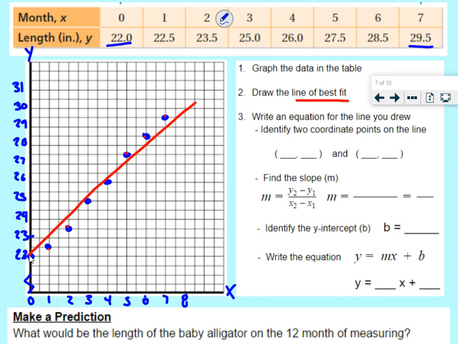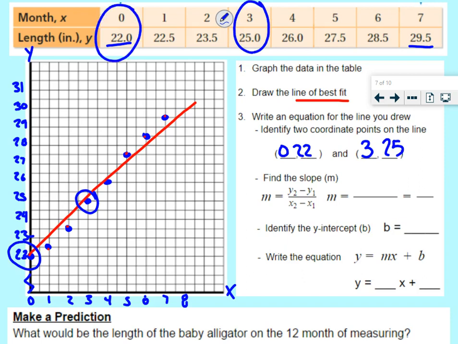So identify 2 coordinate points. Well, let's use that y-intercept because that y-intercept is helpful. So (0, 22). And then one of the other points that it goes through would be this point, (3, 25). And if you don't remember what coordinates they are, they're up here in the table. Just find the correct x value, and then it gives you the y value that goes with it.